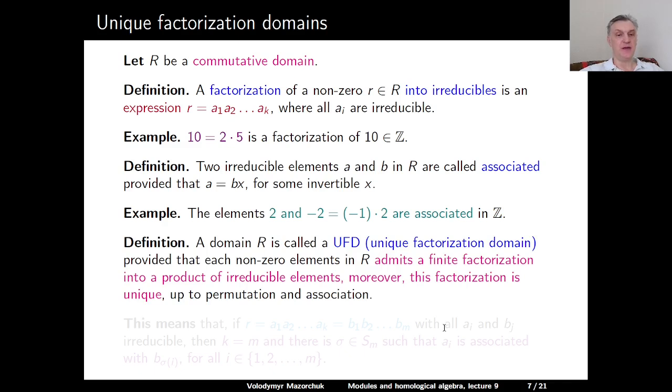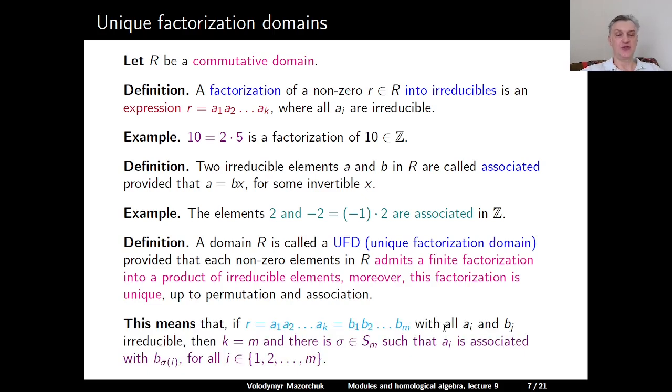Definition: a domain R is called a unique factorization domain, or UFD for short, provided that each non-zero element in R admits a finite factorization into a product of irreducible elements. Moreover, this factorization is unique up to permutation and association.